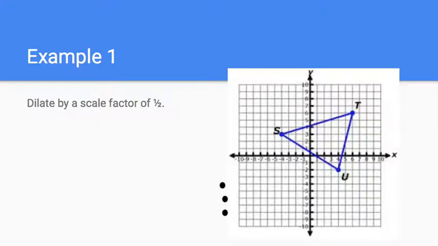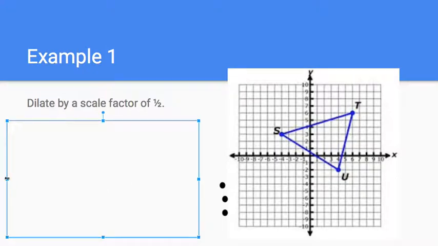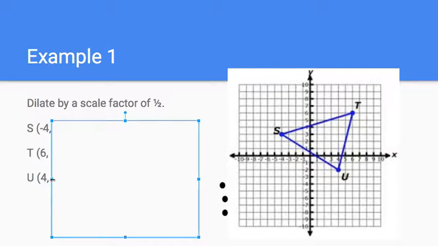So here we have our triangle STU, and we want to dilate by a scale factor of 1/2. So I'm going to first find my coordinates. S is at -4, +3. T is at +6, +6, and U is at +4, -2.